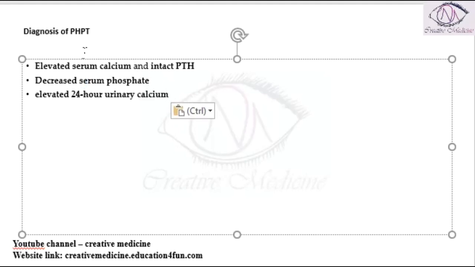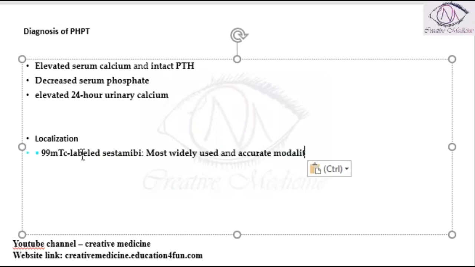In primary hyperparathyroidism, the serum calcium is elevated and this is excreted in the kidney, thus resulting in increased 24-hour urinary calcium also. Then, for localization of the tumor, we can do a sestamibi scan. That is, the technetium labeled sestamibi scan is mainly done for localization of the tumor. This technetium labeled sestamibi scan is widely used and it is the accurate modality.